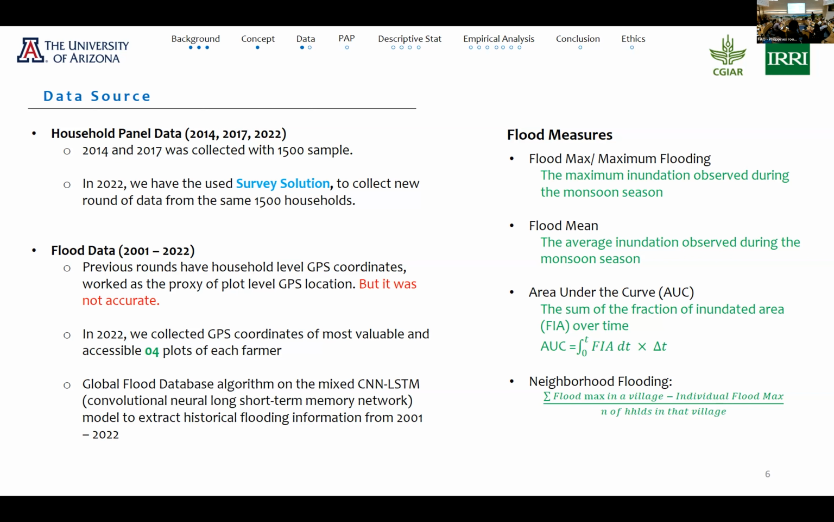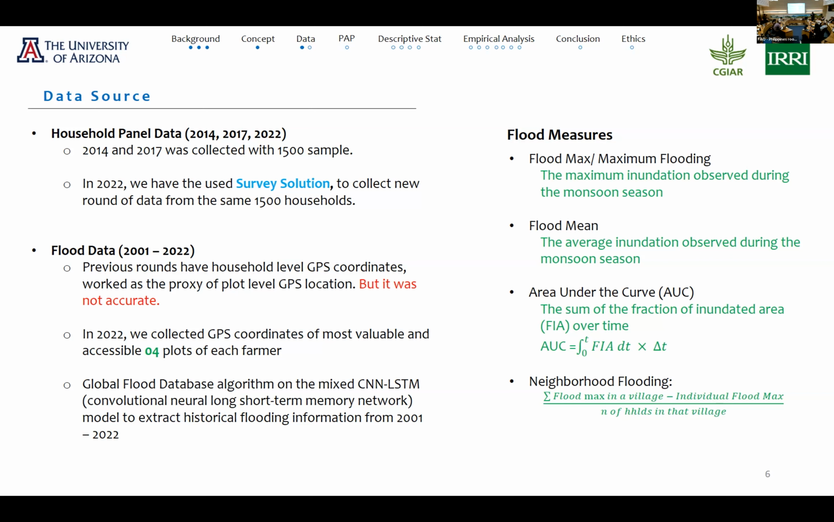In the first two rounds, because of budget issues, we couldn't get the GPS coordinates at the plot level. We only collected the GPS at the household level. But in 2022, we got more funding and we were able to get the GPS coordinates at least for 4 plots for every farmer. So you know that you're lucky when you have a situation where the farmer's plot is located right next to his household where he lives, right? In this case, when you map the plot, you see that, okay, it might be very similar, it's okay.